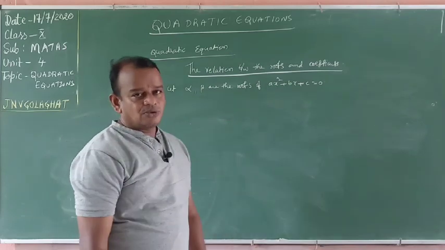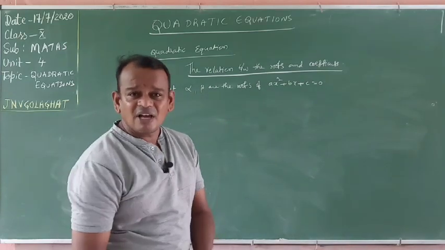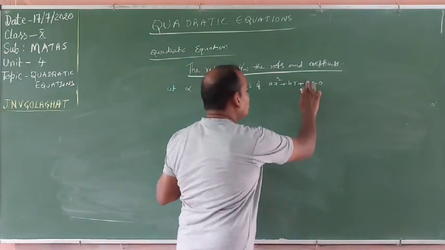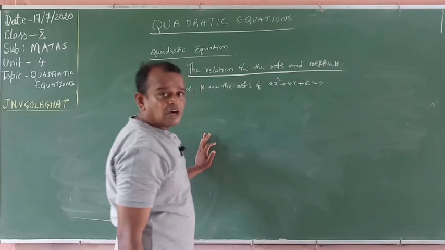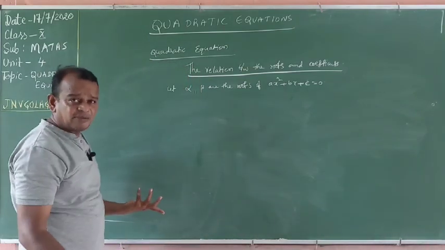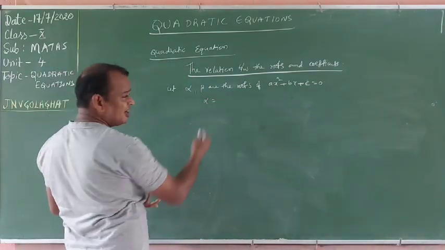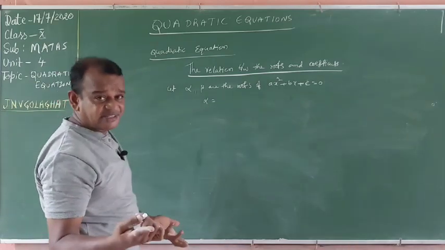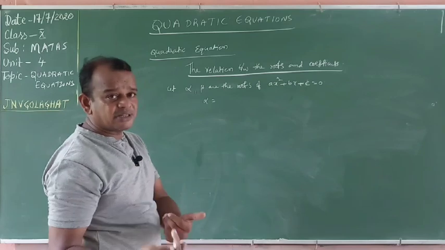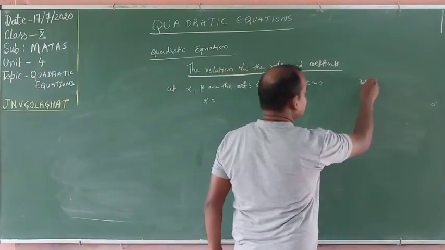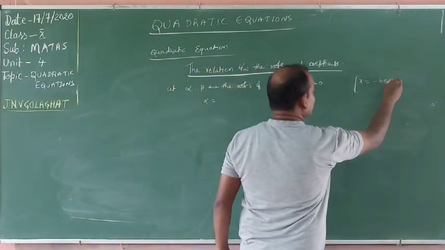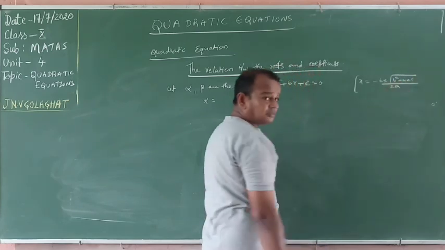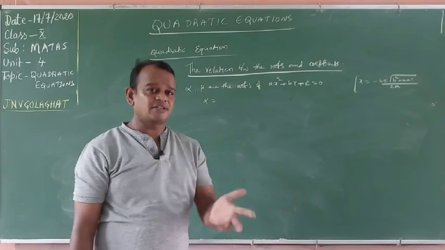Alpha, beta are the roots of the quadratic equation, where a, b, c are the coefficients. What is the value of alpha? Anyone tell me? Alpha value means nothing but the x value. Alpha is equal to minus b plus or minus. We will take one plus, the other one minus. What is the value of x? Minus b plus or minus root over b square minus 4ac, by 2a. This is the value of x.